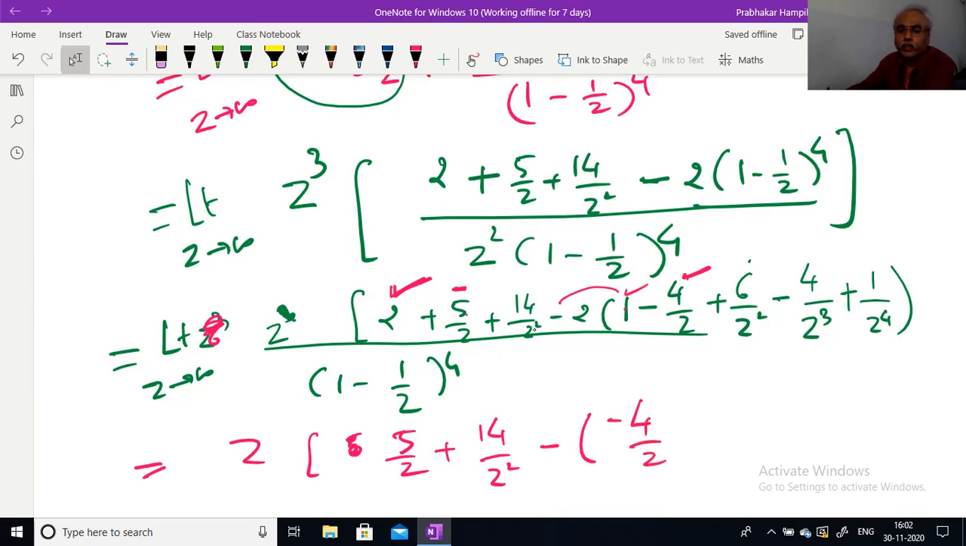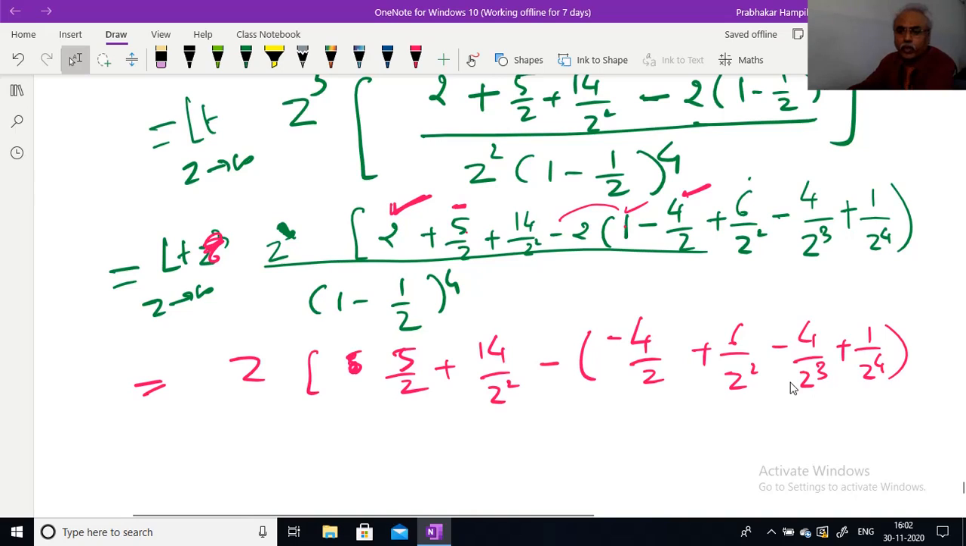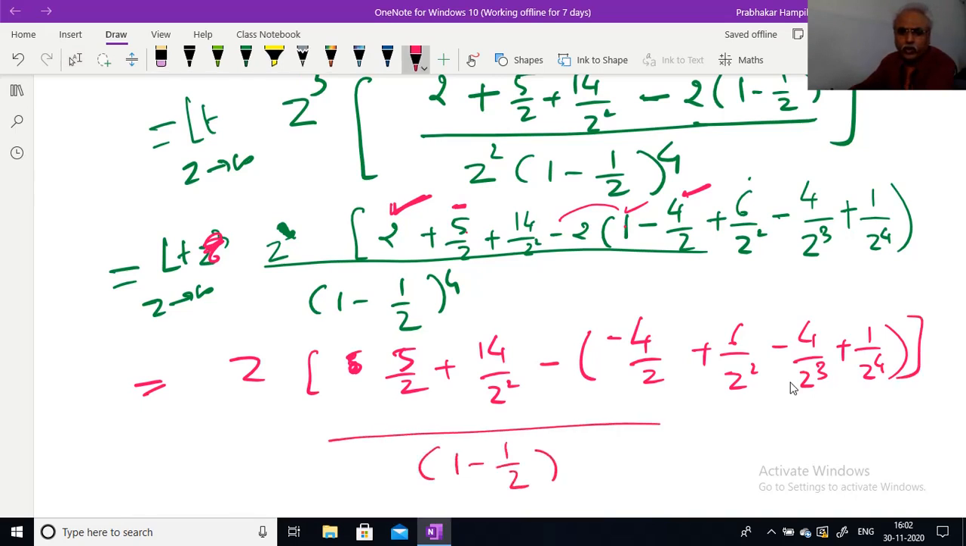minus 4 by z plus 6 by z square minus 4 by z cube plus 1 by z raised to 4, whole divided by the bracket raised to 4. Let us keep it as it is. Here a simple thing we have to observe: the denominator, as z tends to infinity, becomes 1 minus 0. When I multiply by z, only the first term here and only the first term here are going to become constants. This 2 is forgotten.